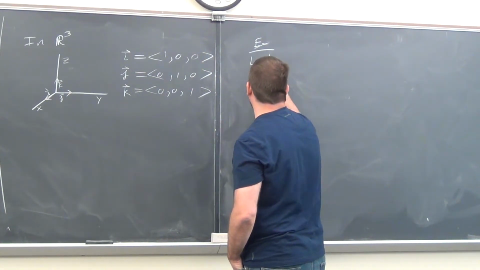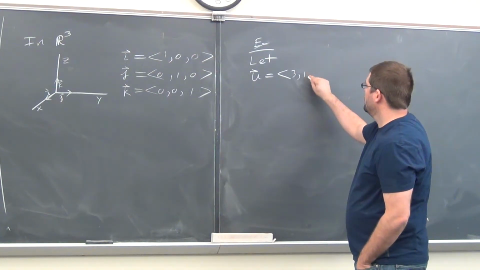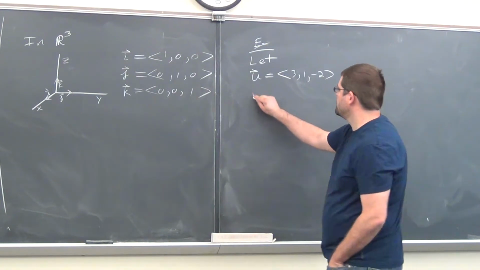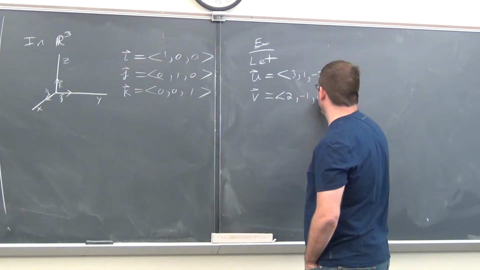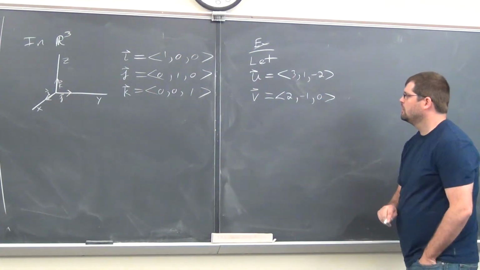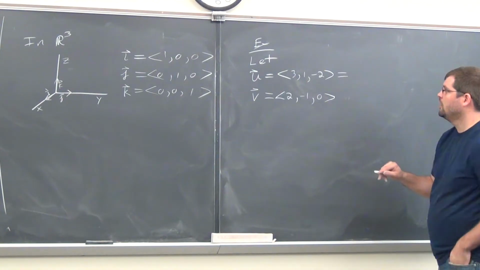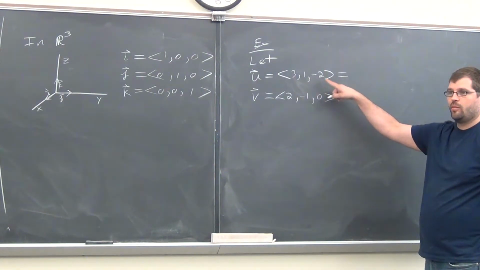Let's just do this. If I represent my vectors component-wise, u is 3, 1, negative 2, and let v be the vector 2, negative 1, 0. This is just to make sure we're okay. If I want to write this in terms of i, j, and k, what does this vector become?